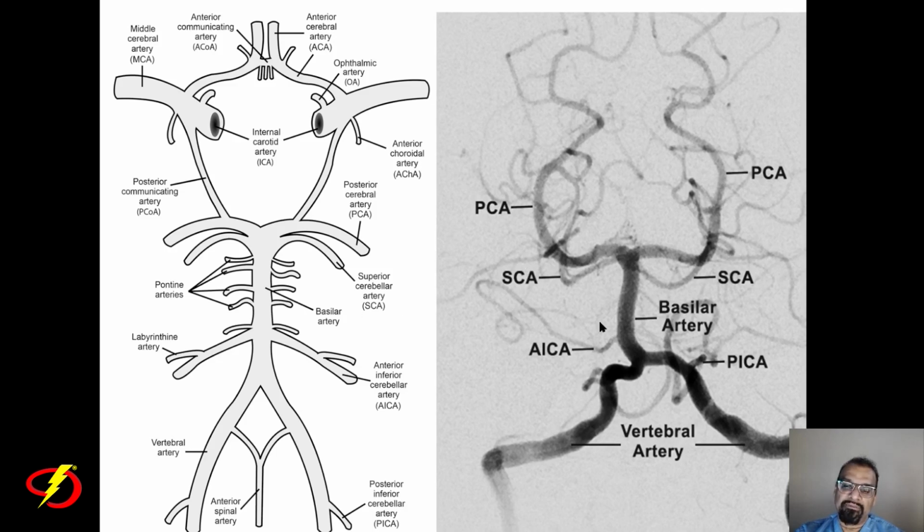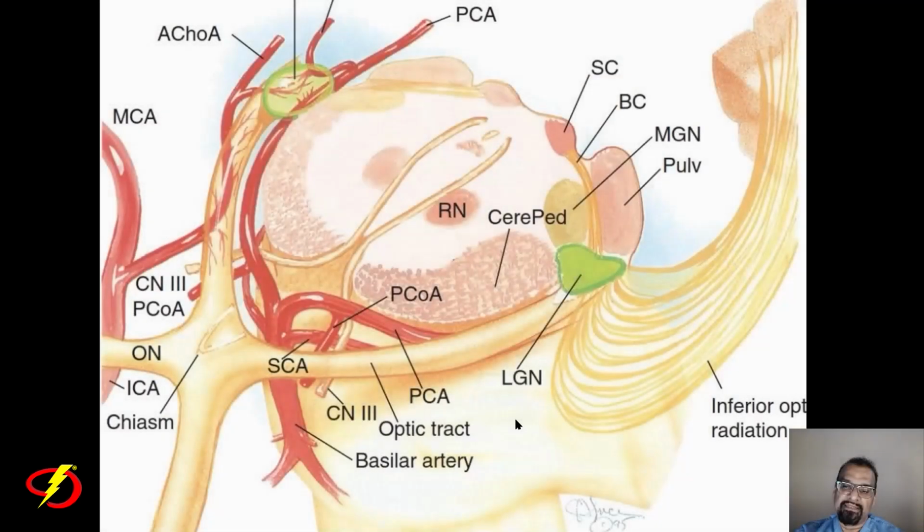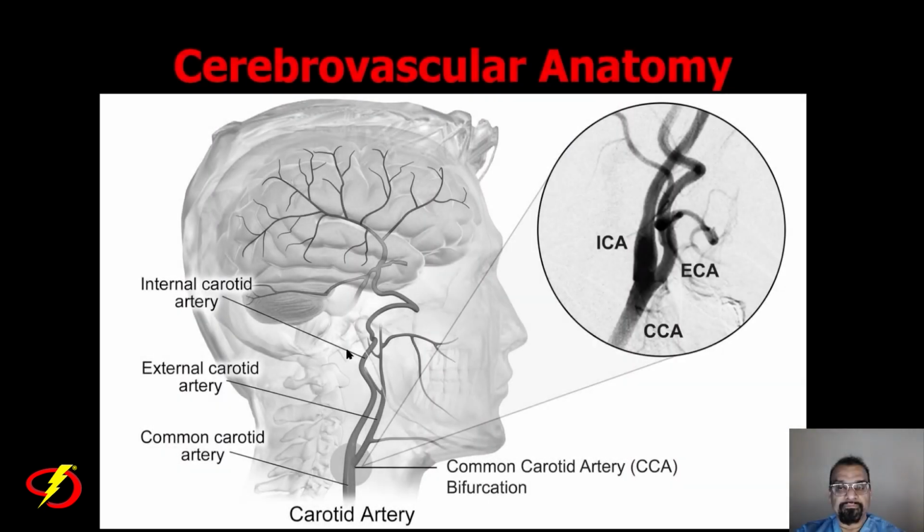Notice it's very hard to see these pontine perforators on angiography. Remember that the posterior communicating artery lies adjacent to the third cranial nerve. So aneurysms that arise from the posterior communicating artery can compress the outer parasympathetic fibers of the third cranial nerve and cause a third cranial nerve palsy, which involves pupillary dilatation, the eye being down and out, and lid drooping or ptosis of the affected eye.